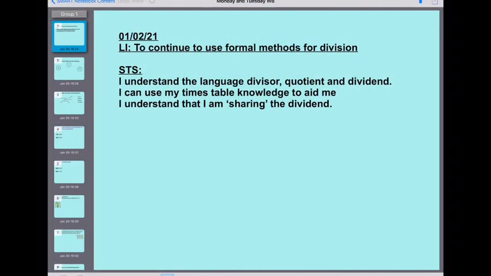Okay, so welcome to your maths lesson for today. We're continuing to use formal methods for division. So hopefully we can understand the language: divisor, quotient and dividend. We should be able to use your times table knowledge to aid you and understand that you are sharing the dividend. So let's move on to the starter.